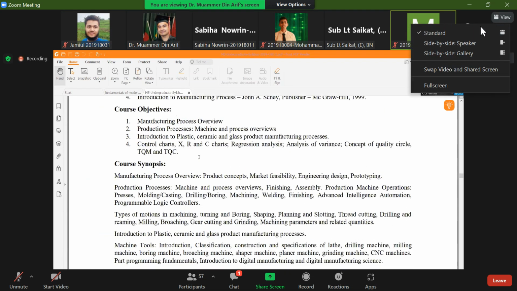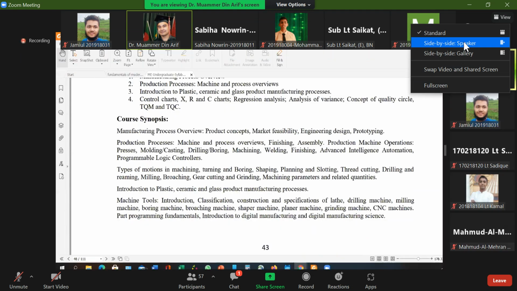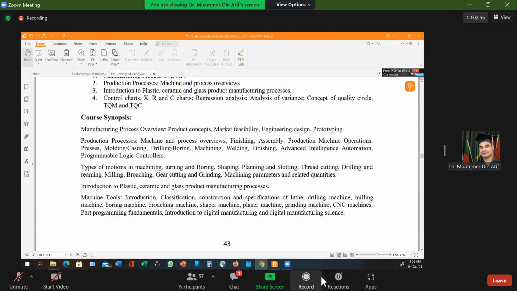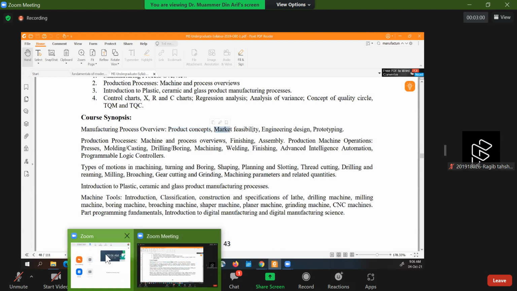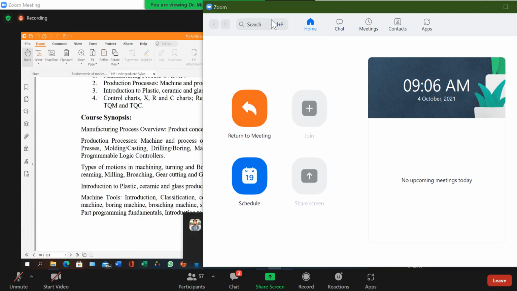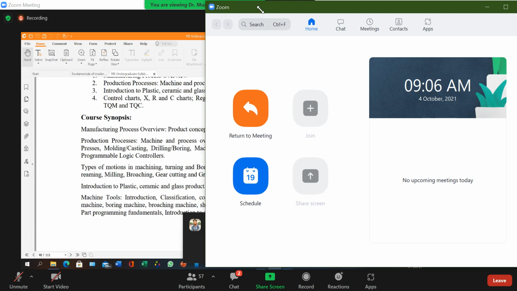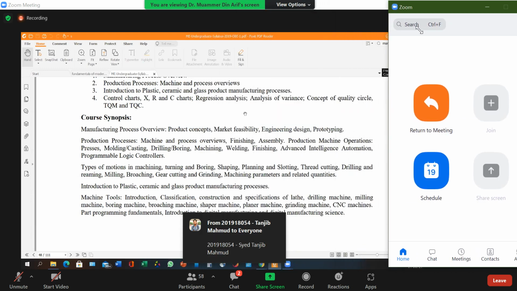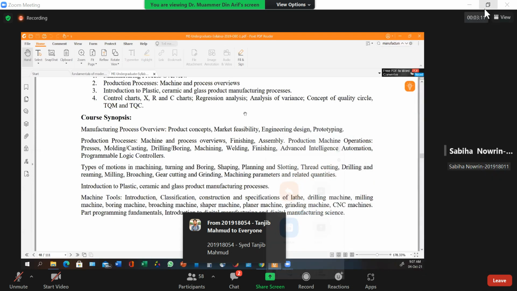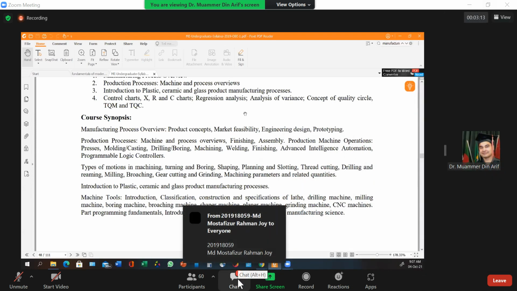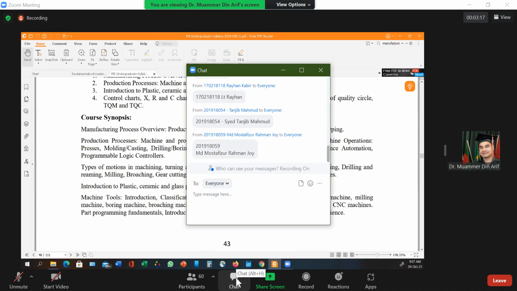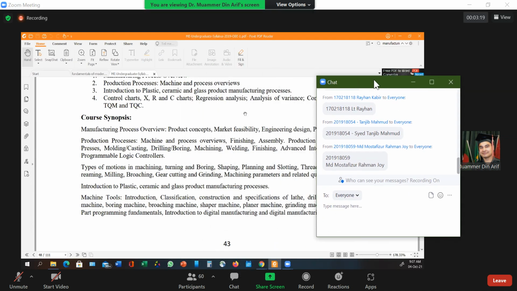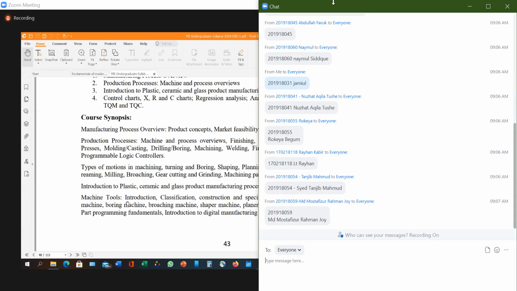Anyways, if you go to the synopsis, here the first two things are product concepts and market feasibility. I said that the manufacturing technology course has three parts: the economic, the financial part, the process planning, the industrial engineering part, and then the actual manufacturing, which is the mechanical part. So what we will study today, we will follow the syllabus, the pattern here.